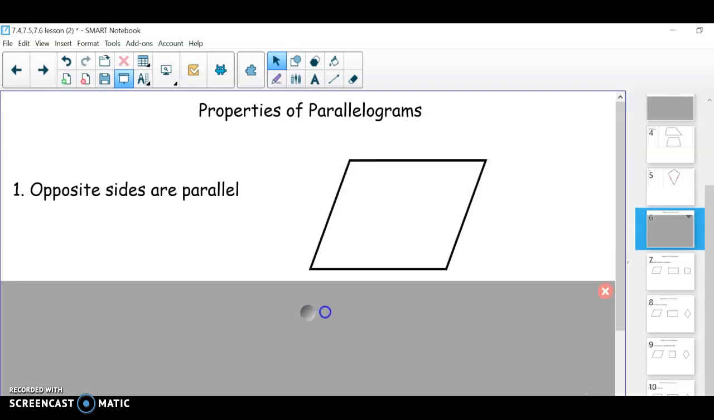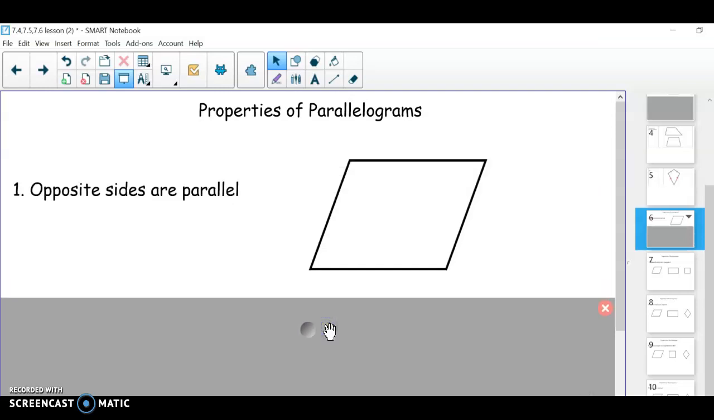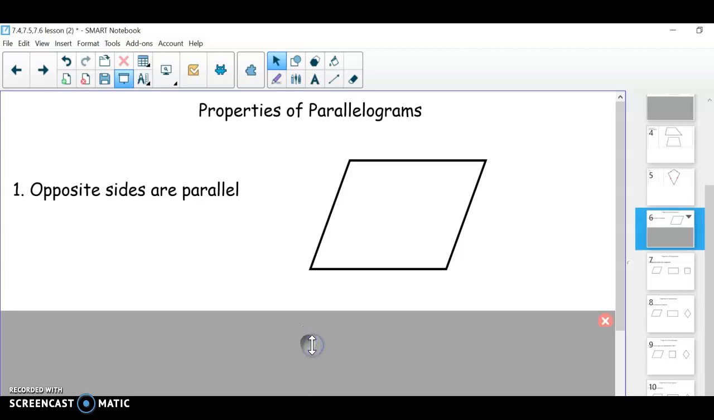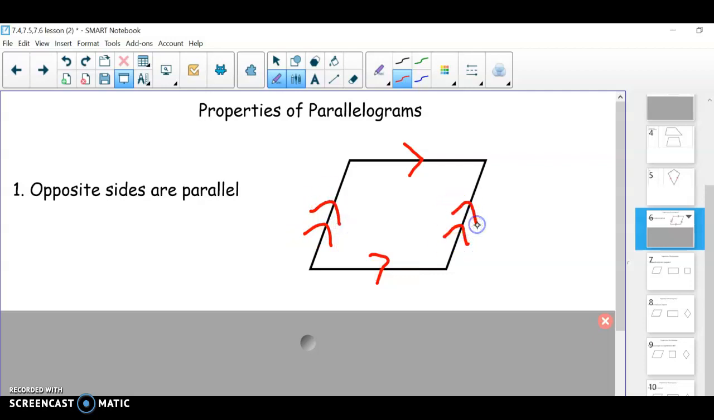The first property is that opposite sides are parallel. So what that means is that we can mark that this side is parallel to this side, and then we would also know that the other sides are parallel as well. So we can mark the parallel marks on those two sides.